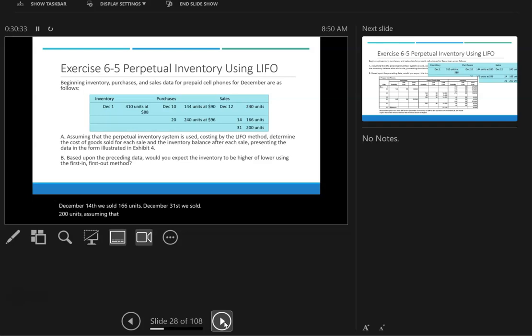Assuming that the perpetual inventory system is used by LIFO, determine the cost of goods sold for each sale and the inventory balance after each sale. So guys, take about 4 minutes and attempt this. I'll go through it all, but I want you to see if it's making sense to you. Start with what's on hand on December 1st, then show your purchase on December 10th. Then when you show that sale on December 12th, where are you taking it from? Okay, I'm going to give you a couple minutes here.